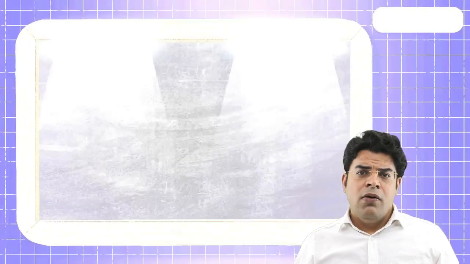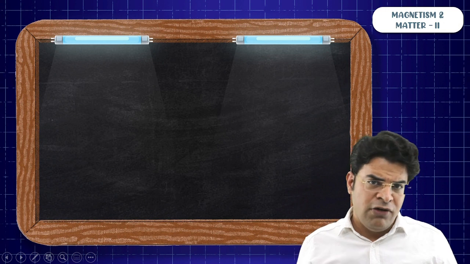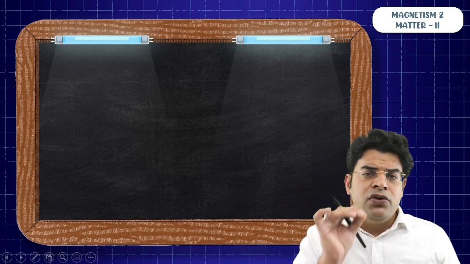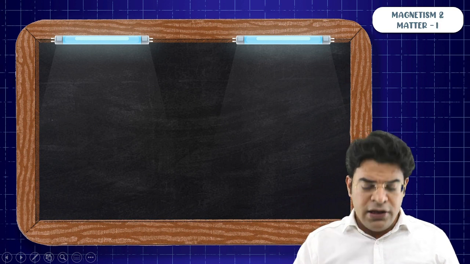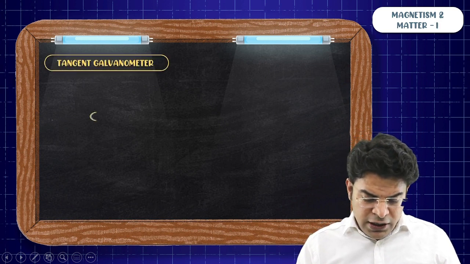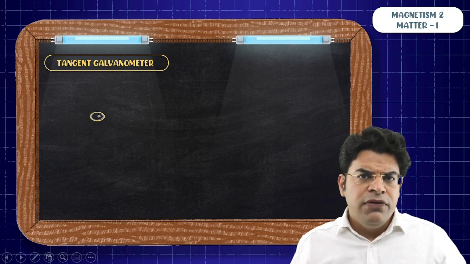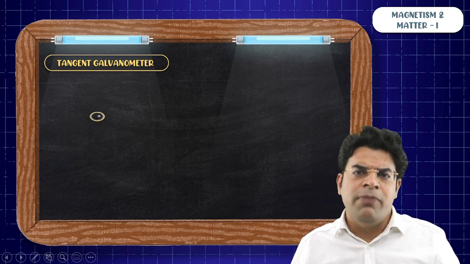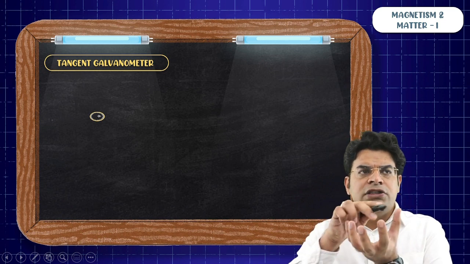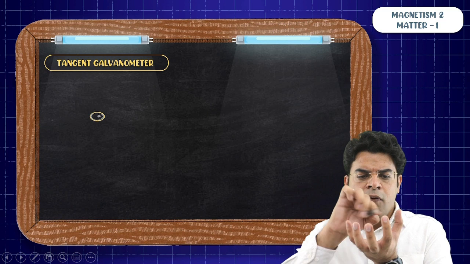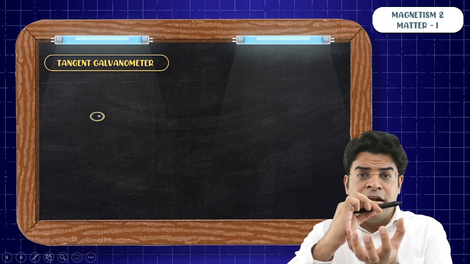So how does a tangent galvanometer work and why is it called tangent galvanometer? First of all, you need to understand in the tangent galvanometer, we have a magnetic needle which is free to rotate in the horizontal plane. If you have a magnetic needle which is free to rotate in the horizontal plane, in which direction will it point? A magnetic needle which is free to rotate in the horizontal plane will point in the direction of the horizontal component of Earth's magnetic field, in whichever direction it is.